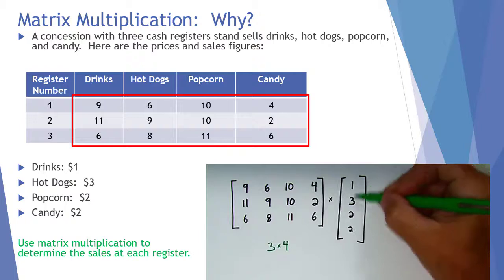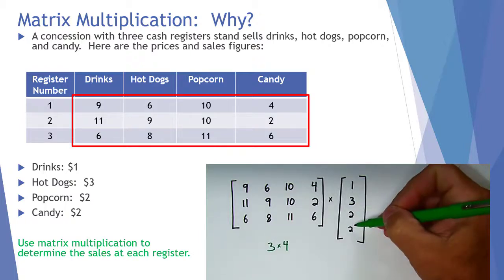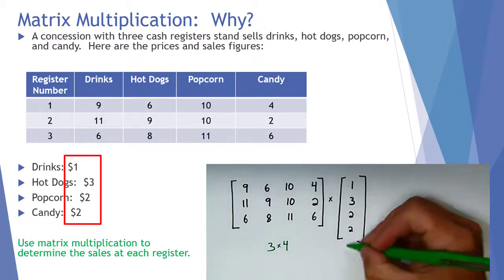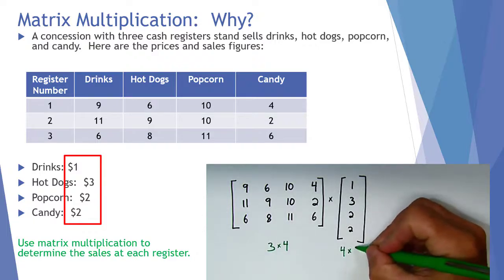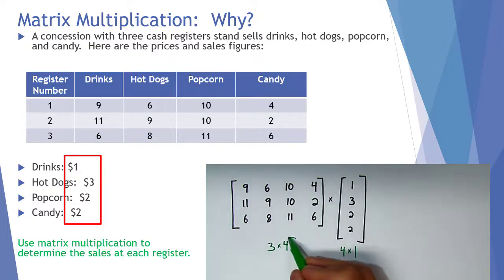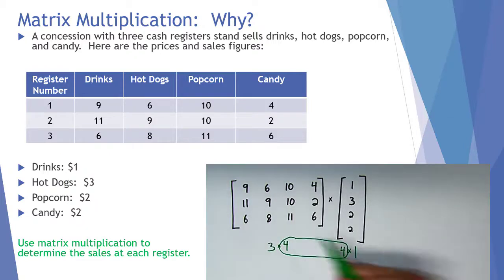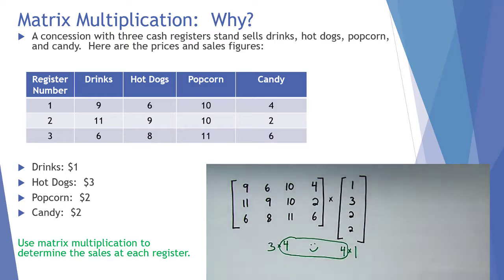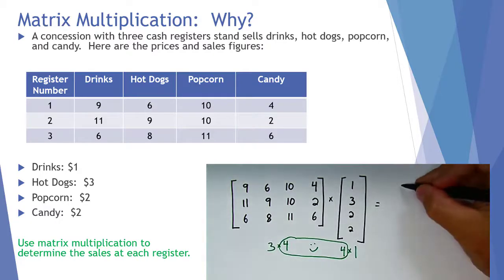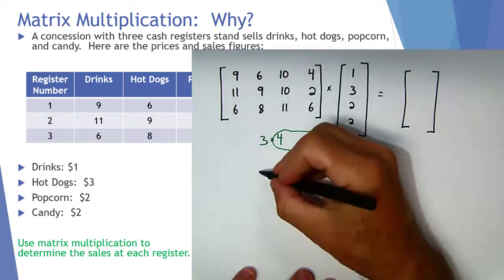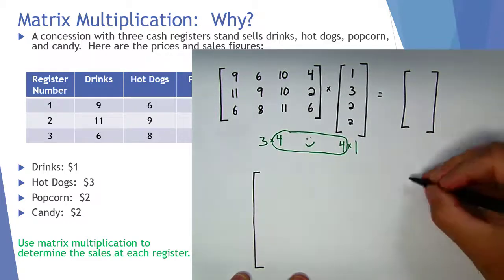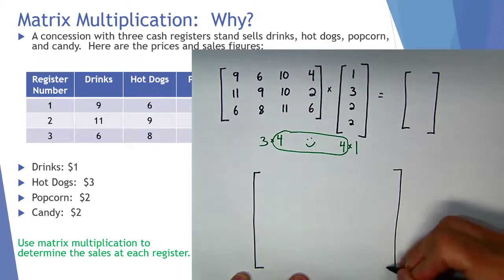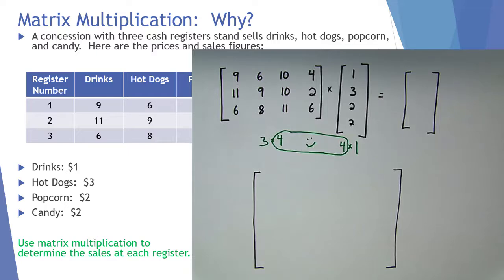The prices, given in the same order as they were in the column, drinks, hot dogs, popcorn, candy, is a 4-row by 1 column matrix. So since these middle numbers do match, we can in fact multiply these together. And our result is going to be, as you can see, a 3 by 1 matrix. So let's perform this multiplication. Here again, I'm going to put the result here, but I'm going to make a big matrix to calculate our result down here so we actually have a space to do our work.